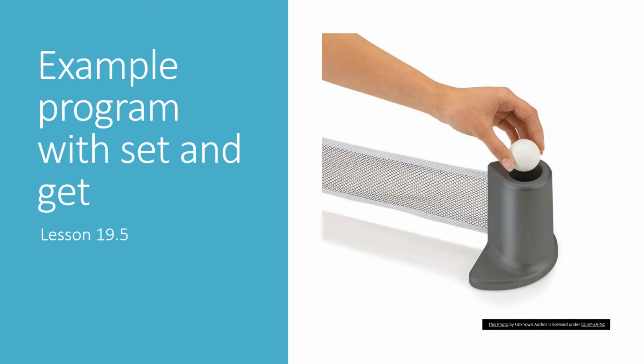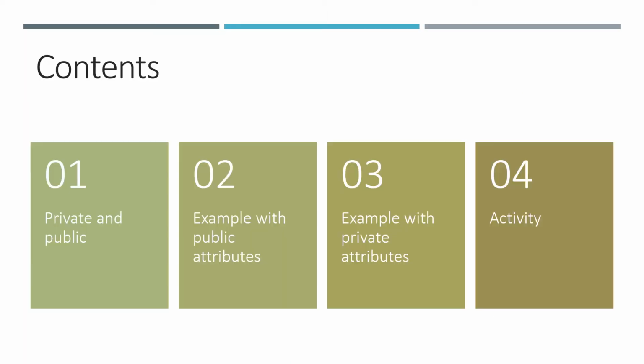Welcome back. This is the last lesson in week 19 and I want to revisit get and set procedures, which are, if you remember, a feature of encapsulation. So in this lesson I'll just review what the difference is between private and public attributes of a class. We'll look at an example program using public attributes and then do the same task but using private attributes accessed by get and set procedures, and then I'll set you an activity to program on your own.